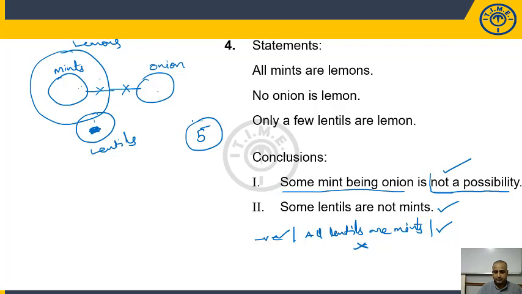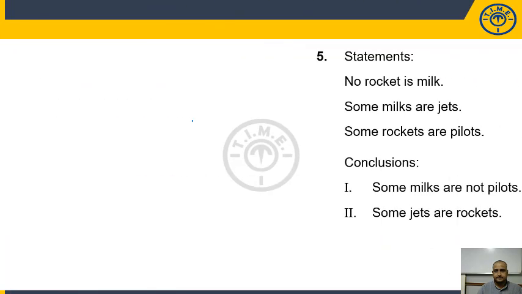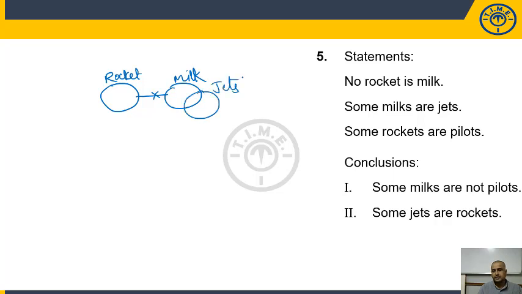Okay. Question number 5. No rocket is a milk. So rocket to milk there should not be any relation. Some milk are jets. Now some rockets are pilots. Let us look at the conclusion.